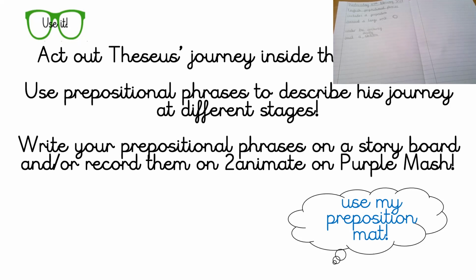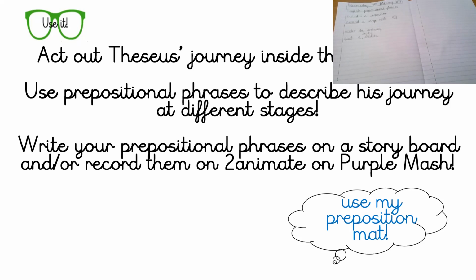Then what you're going to do is use prepositional phrases to describe his journey at different stages. And you've got to remember here in that thought bubble, use my preposition map to help you think about your preposition in those phrases. You're going to write those prepositional phrases on a storyboard or record them on 2Animate on Purple Mash. So everybody's going to write down these prepositional phrases on a storyboard, and then you've got the choice of today recording them on 2Animate on Purple Mash. Okay, I'm going to show you how to do that in a moment.